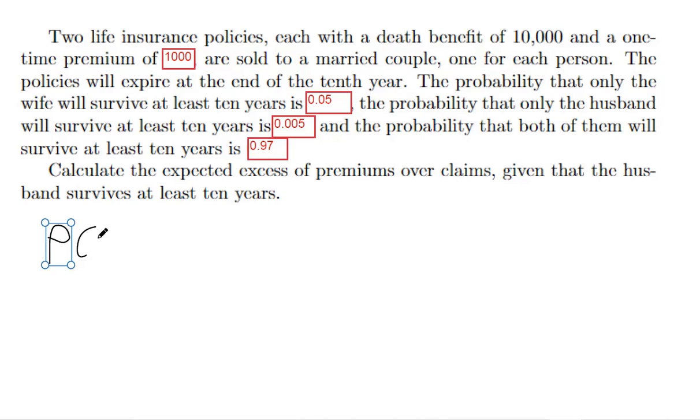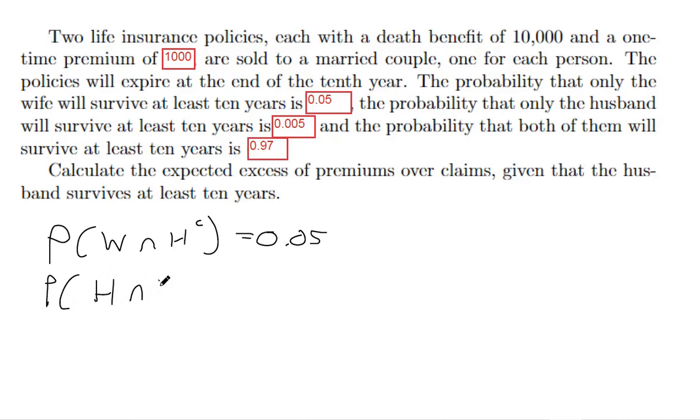Let W be the event that the wife survives, and that means the husband dies, so the husband does not survive. The complement, the opposite, is 0.05. And the probability that only the husband will survive at least 10 years is 0.005. So the probability that the husband survives and the wife dies, the complement of the wife being alive, is 0.005, 10 times less.